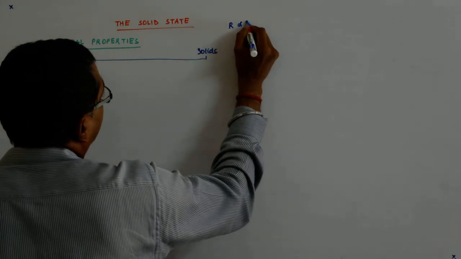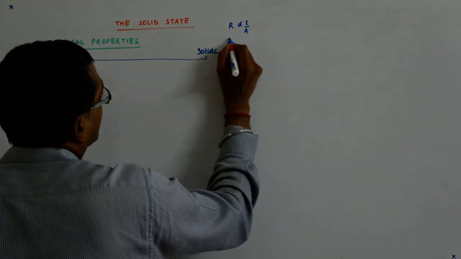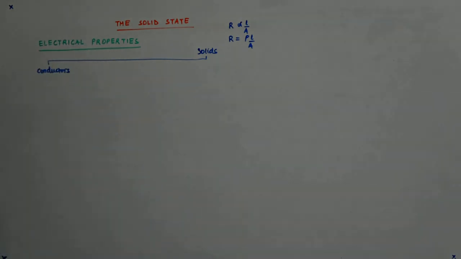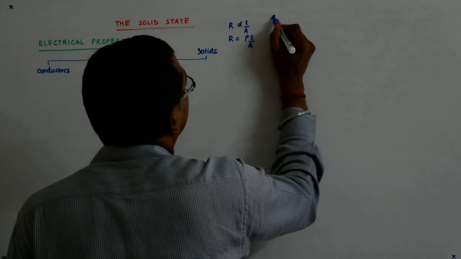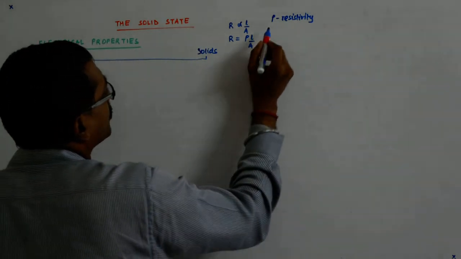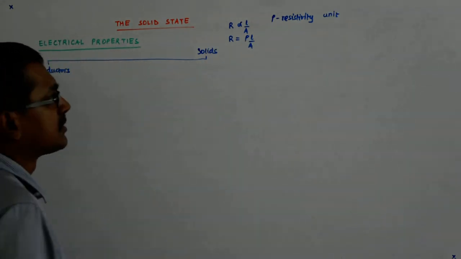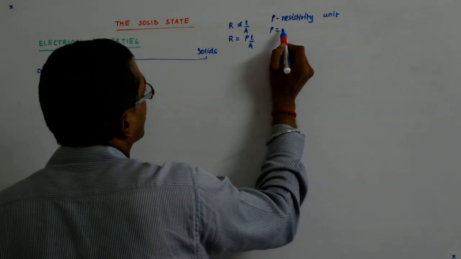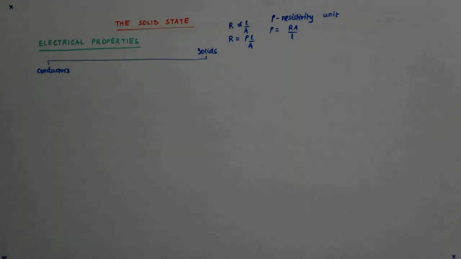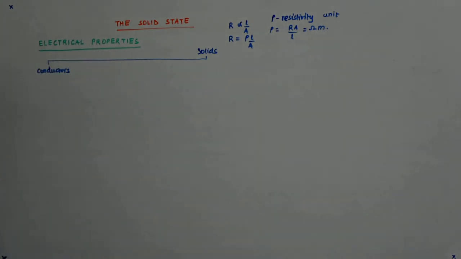So R we knew is directly proportional to L and inversely proportional to A, that is the area of cross section. Now when this proportionality sign goes away, it is replaced by a constant called resistivity, that we call rho. Rho is resistivity. And what is the unit of resistivity? Rho is equal to RA upon L, is it not? So that becomes ohm meter square upon meter, which is meter. So it is ohm meter.